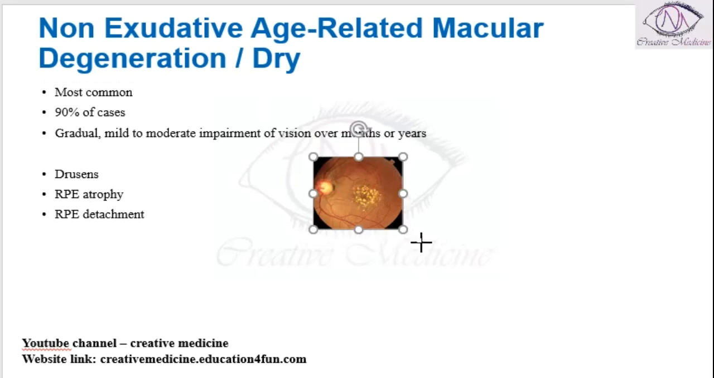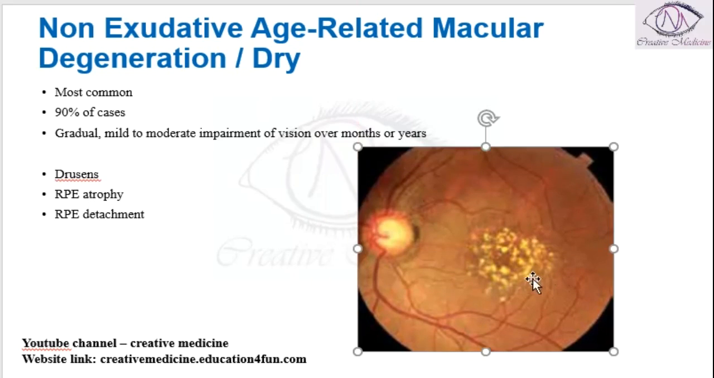So what are drusen? Drusen are here. These are the atrophied retinal pigment epithelium, which is drusen. These drusen are a characteristic feature of age-related non-exudative macular degeneration.